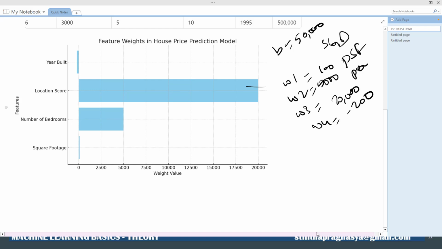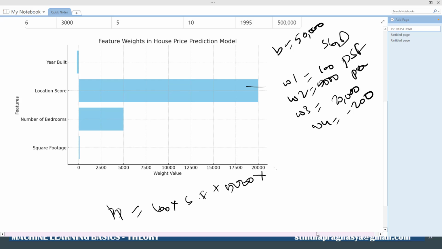And year built has a negative weight, meaning that newer houses slightly decrease the predicted price in this example, or the higher year built. Now using these values, if you have to calculate the predicted price, this is how it would be. What is it? 100 times the square footage plus 5,000 times the number of bedrooms plus 2,000. You get the idea. Okay.